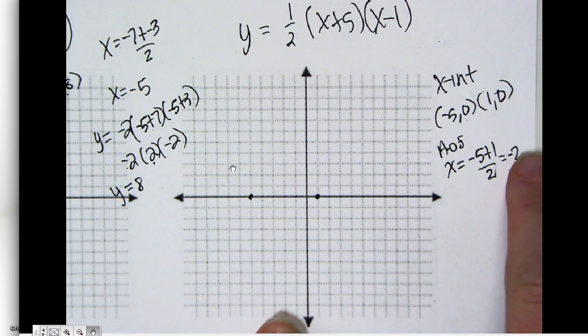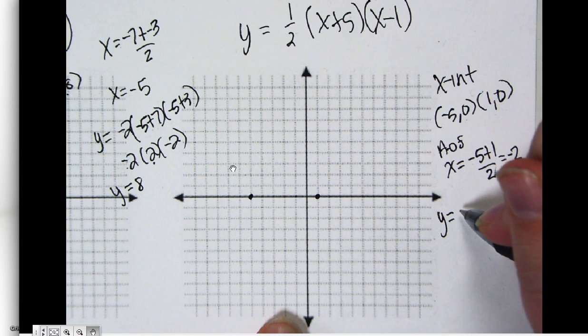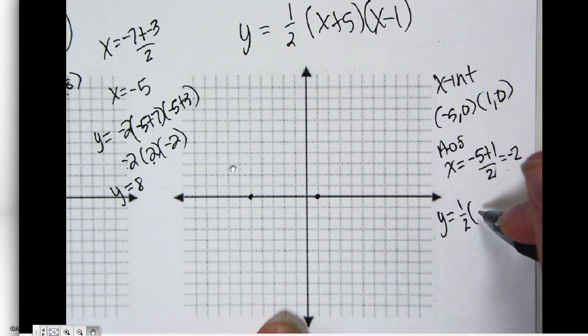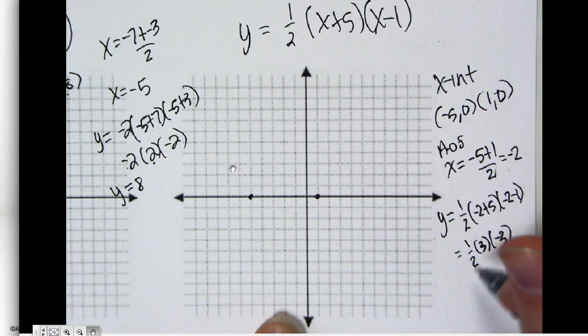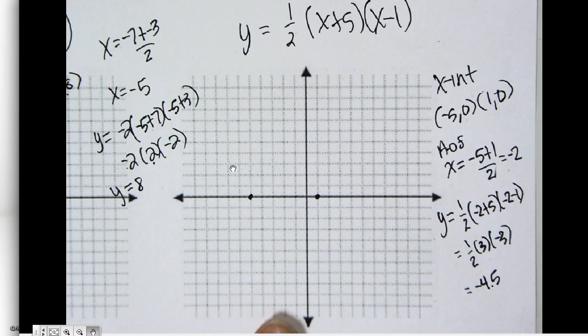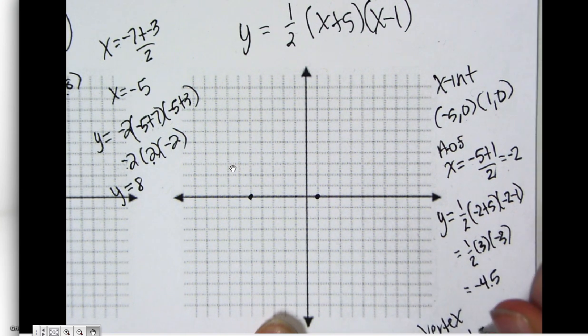And then to find the vertex, we're going to plug in negative 2 into this equation. So y equals 1/2 times (negative 2 plus 5) times (negative 2 minus 1). That is 1/2 times 3 times negative 3. Negative 9 times 1/2 is negative 4.5. So our vertex is the ordered pair (-2, -4.5).